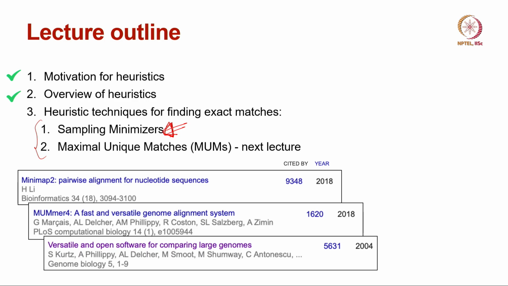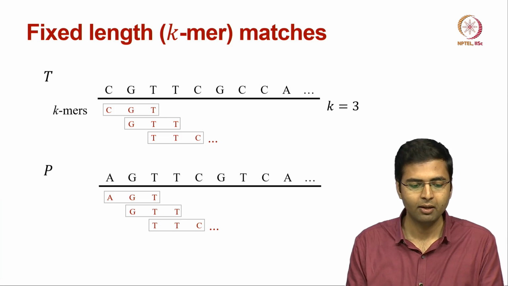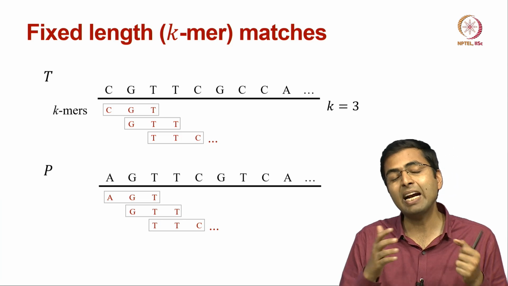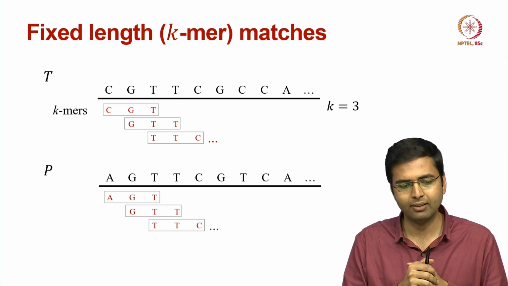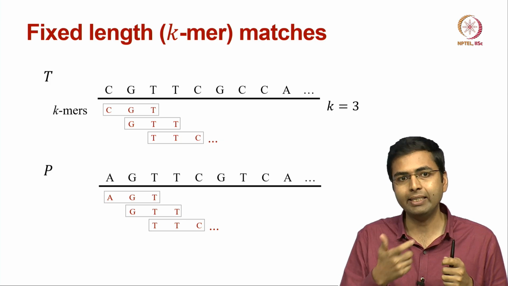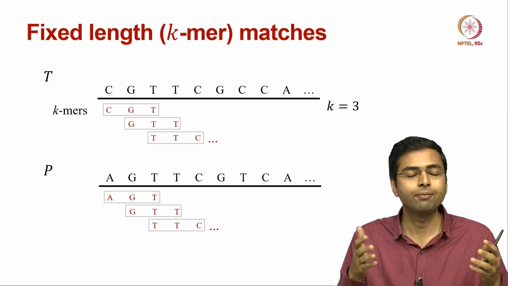So, let us get started with what we mean by minimizers. Now the simplest thing that we can think of to compute exact matches between two sequences is to consider fixed length words between text and pattern. Suppose that fixed length is 3.